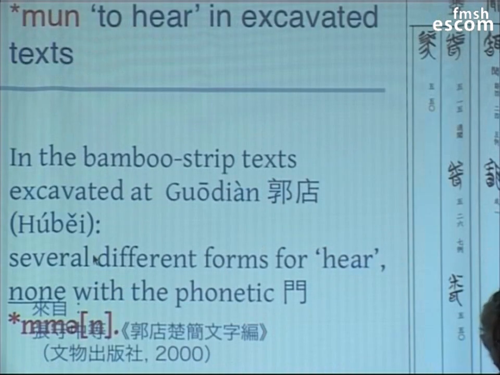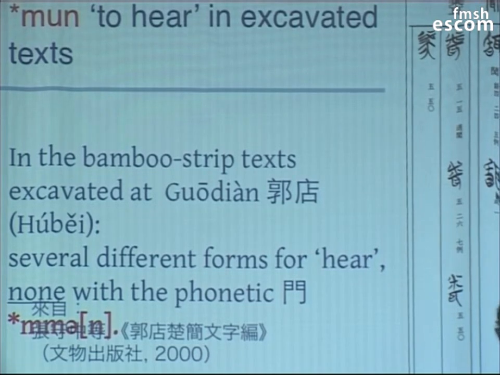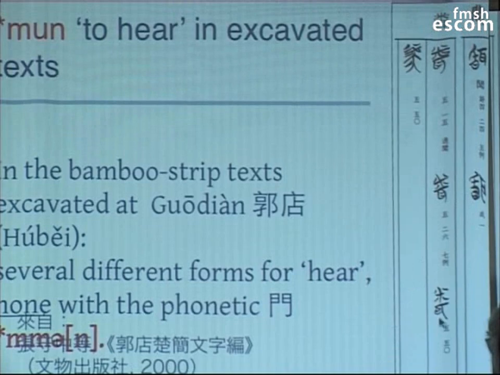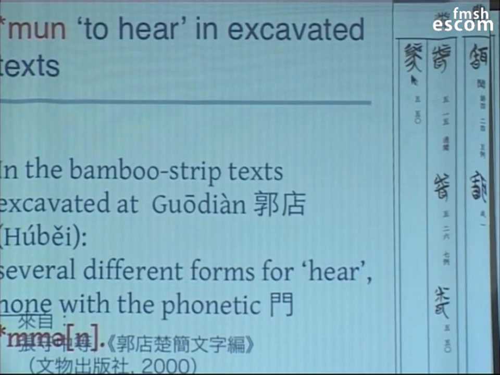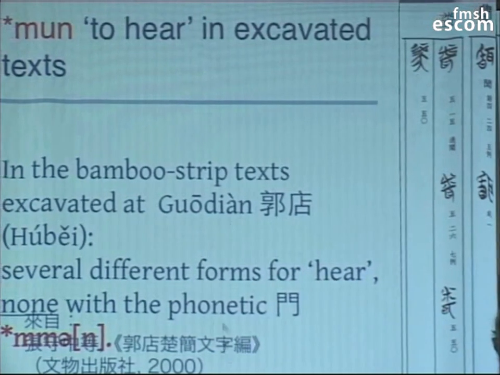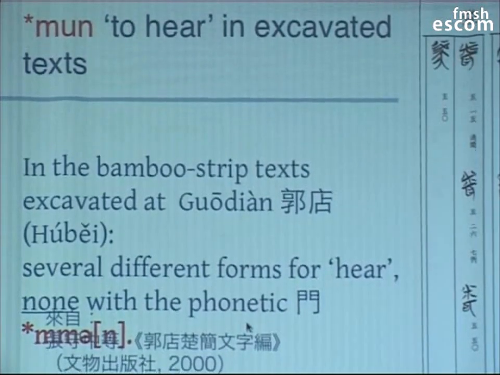Okay, so this is from a list of characters in the Guodian text, by Zhang Shouzhong et al. This is a list of all the forms of to hear that occur in the Guodian text. There are a bunch of different forms, actually. This is the one like the one in the Shuowen, except that the ear is on the right. This is similar. This one, I don't know what it is. It's something above an ear. Same thing here, same thing here. And then this looks like some kind of a pictograph of a person. I don't know exactly what's going on. But what you don't have is any forms with a phonetic mun.